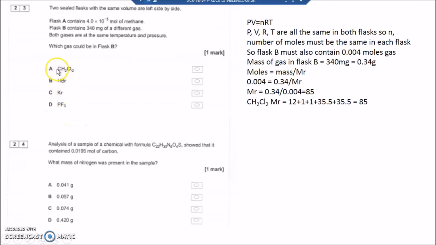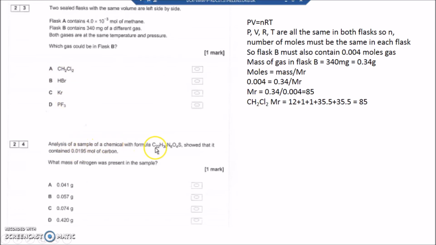Well, let's go through them. A, CH2Cl2. Carbon is a 12, hydrogen's a 1, Cl's a 35.5. You add it and you've got 85. You could check the others, but I've found it straight away. It's answer A.